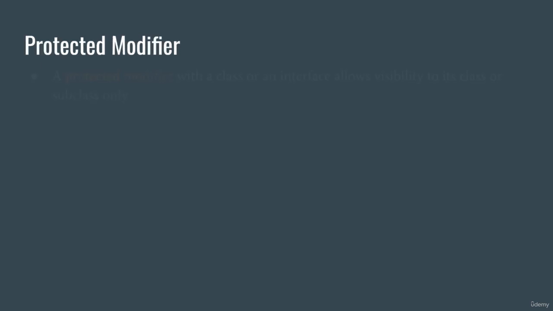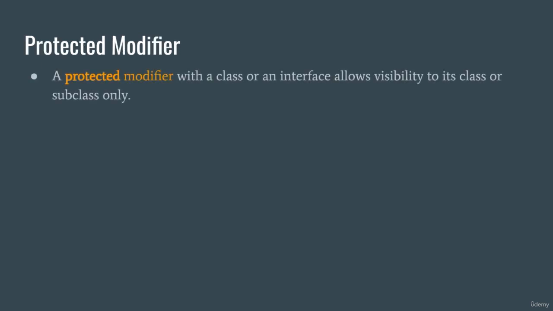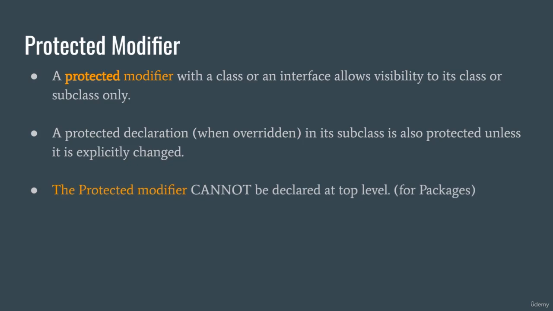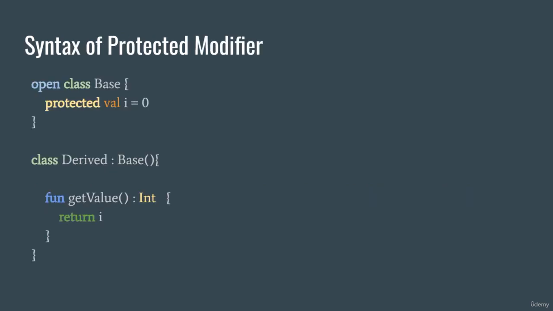All right, so then there is the protected modifier, which with a class or an interface allows visibility to its class or subclass. A protected declaration, when overridden in its subclass, is also protected unless it is explicitly changed. So we're going to look at that in a bit. And the protected modifier cannot be declared at top level. So packages cannot be protected. You can use other visibility modifiers, but you cannot use the protected modifier on packages.